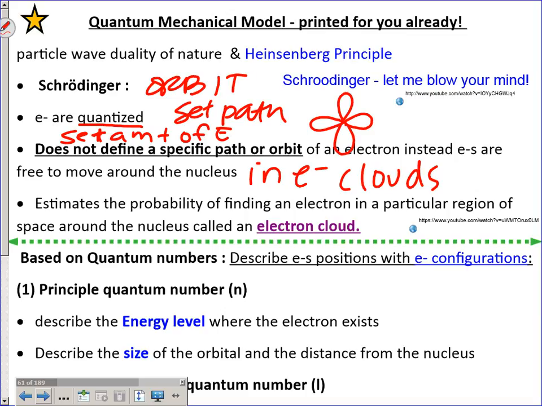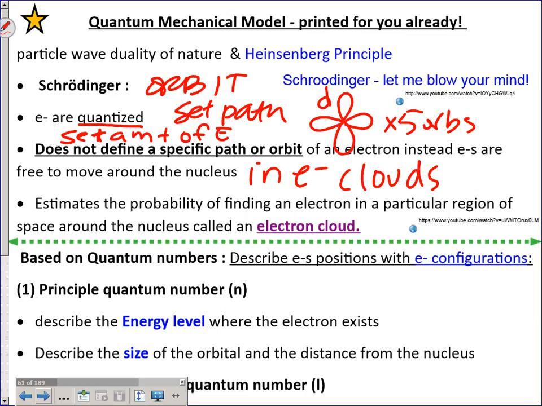How many different orientations can this take? This is like XY, XZ, YZ, and then there's this weird diagonal one, and then there's one with an inner 2 on it. So it has 5 orbitals. That's the D orbital. What do you see is happening as I go? S has 1 orbital. P has 3 orbitals. D has 5 different shapes or orientations it can take on.